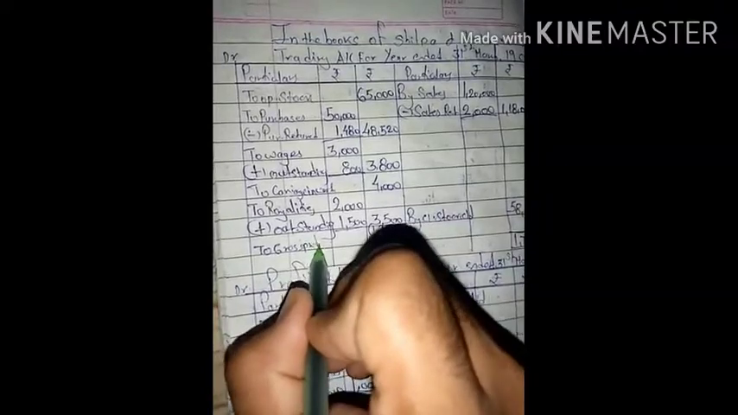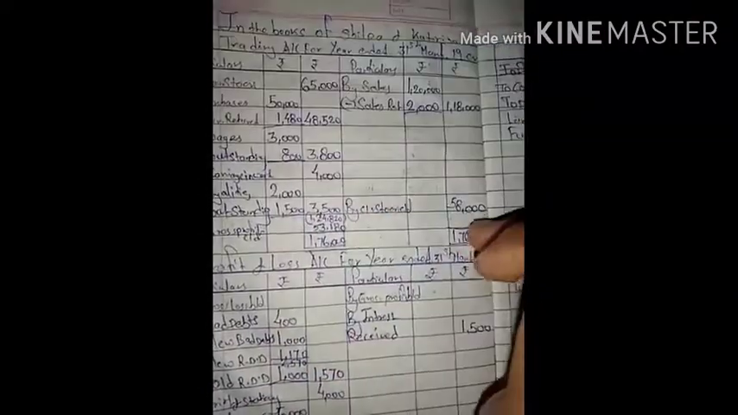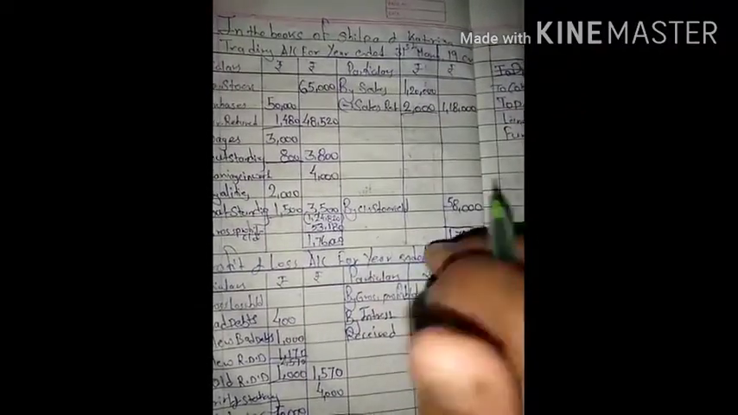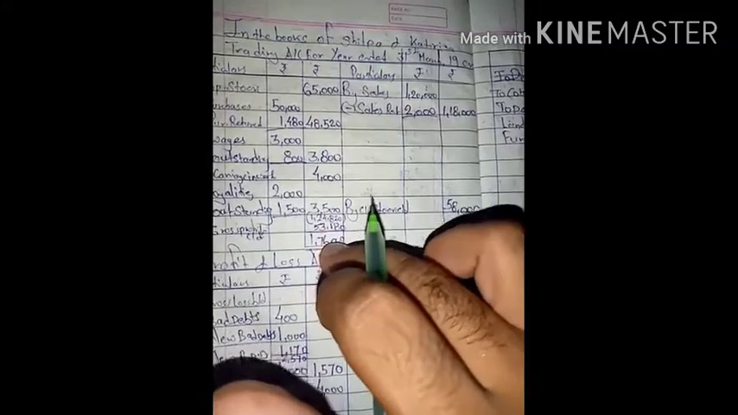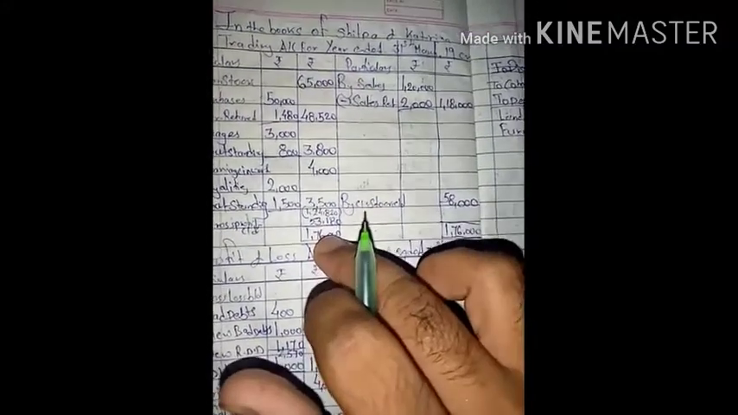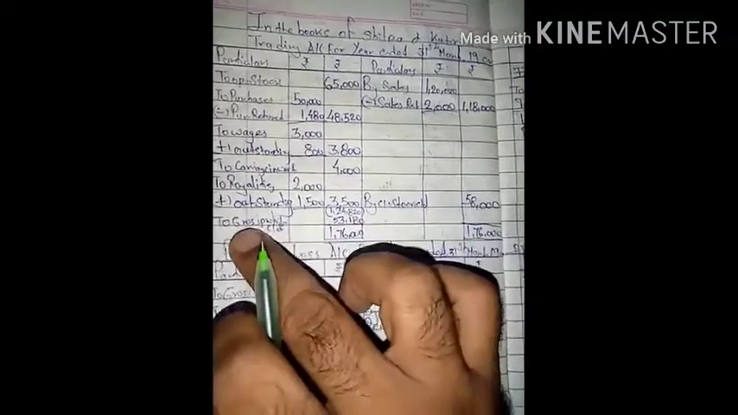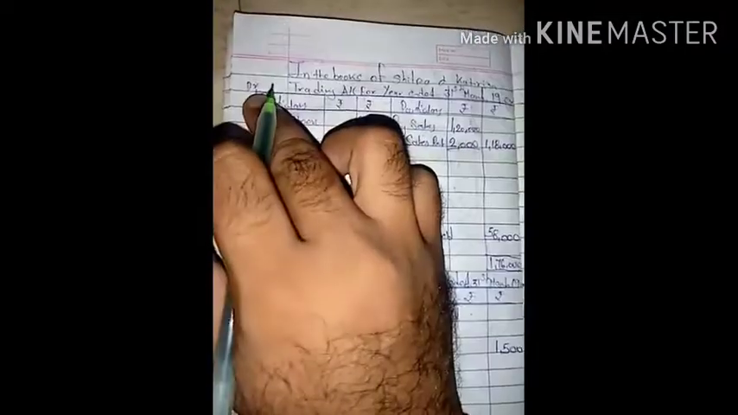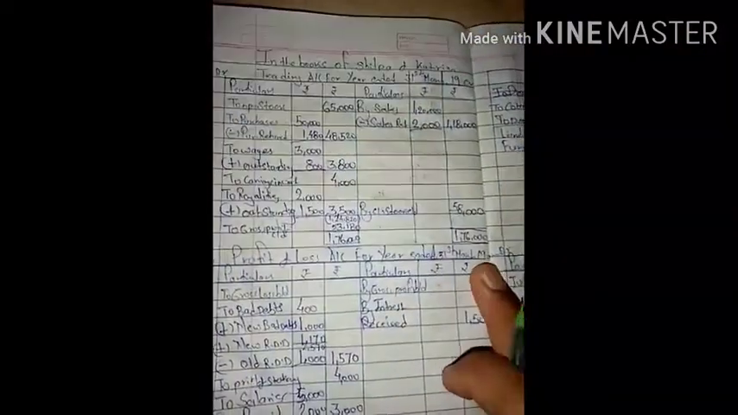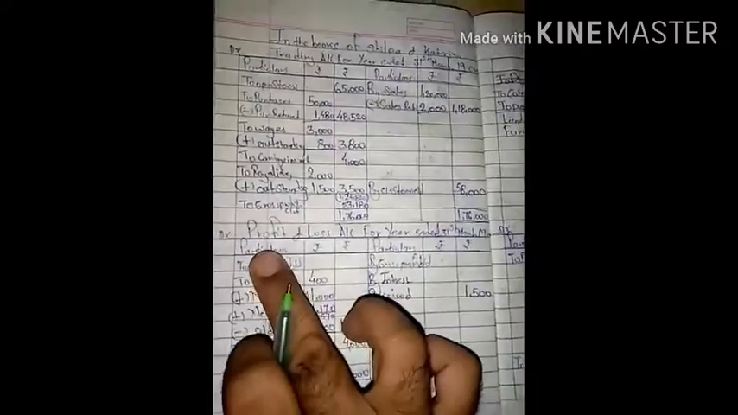This figure is known as gross profit carried down, because we found a credit balance: the credit side is bigger and the expenses side is less. We reduce the expenses, that is the debit side, from the credit side, and we have found the balance. This balance is known as gross profit carried down. We will find this on the debit side.